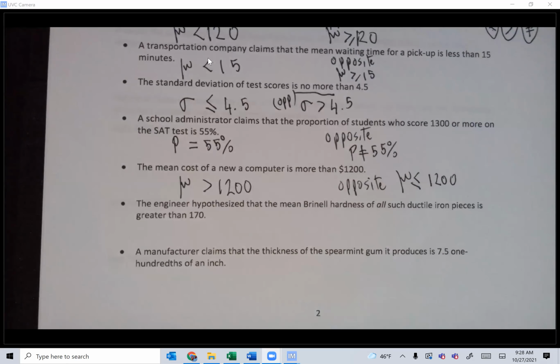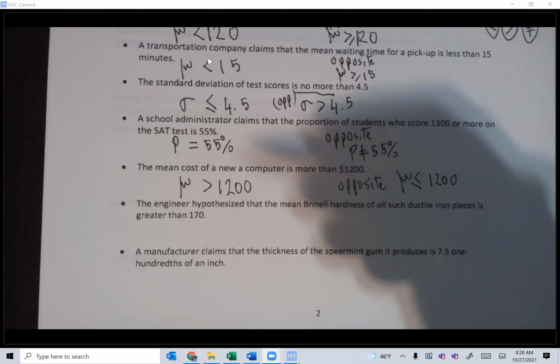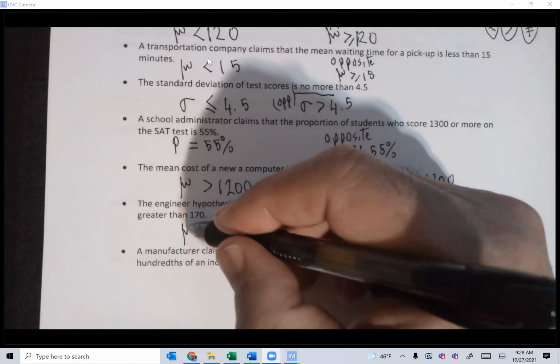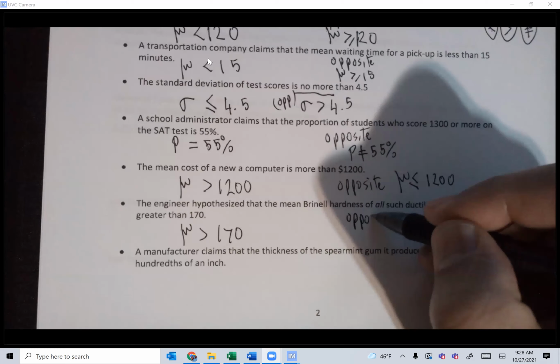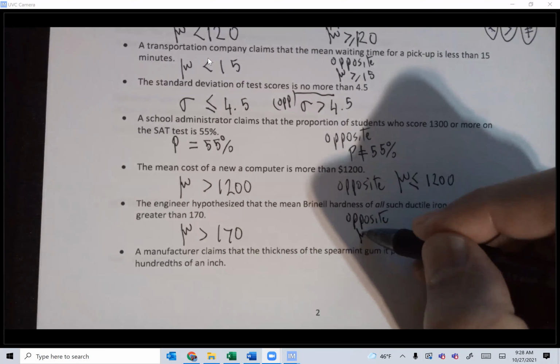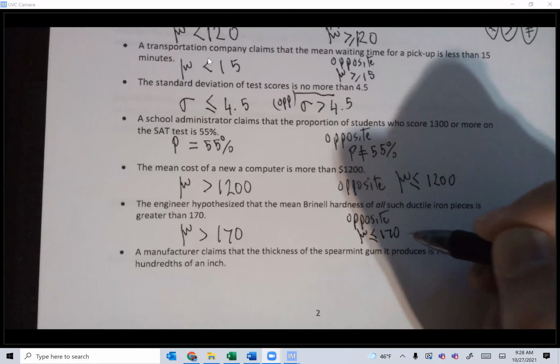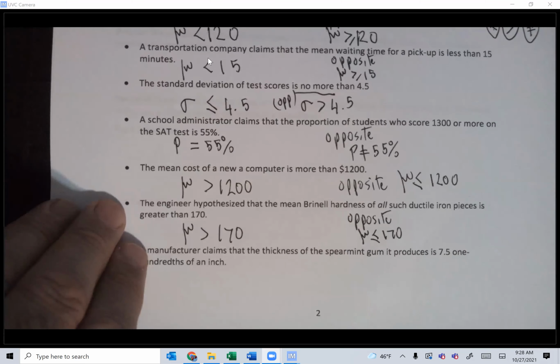The engineer hypothesized that the mean Brinell hardness of all such ductile iron pieces is greater than 170. So just use the word mean. And opposite, same thing as the above. Okay, let's see the next one.